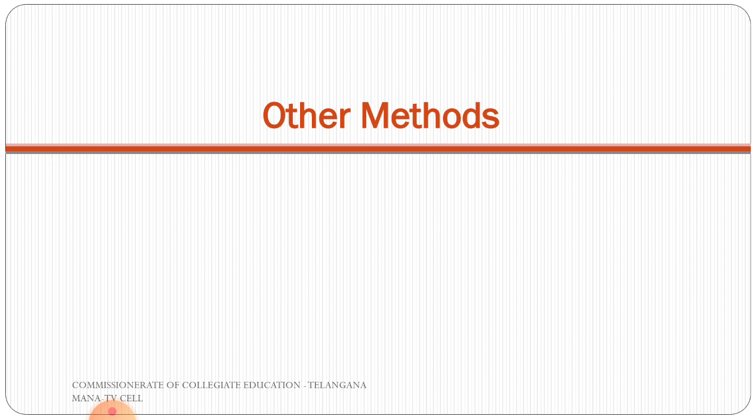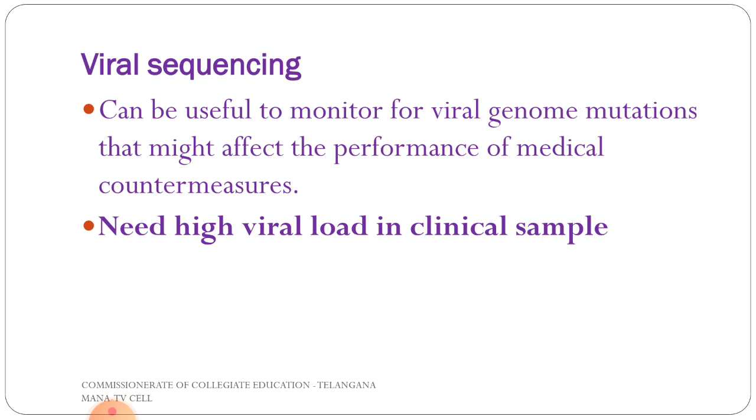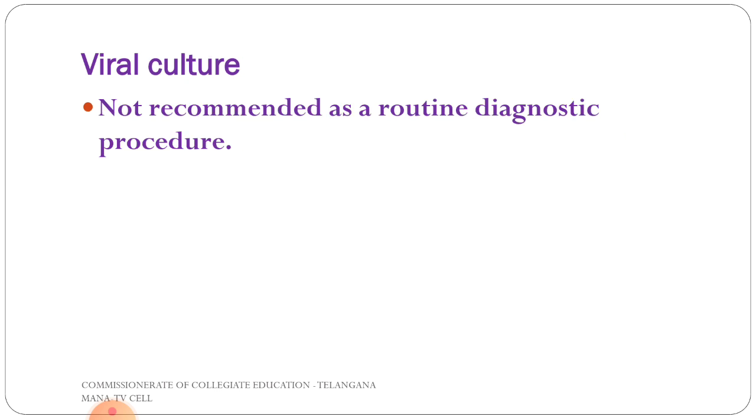Other methods used for detection of the COVID-19 virus. The first of it is viral sequencing. It can be useful to monitor the viral genome mutations that might affect the performance of medical countermeasures. It needs a high viral load in the clinical sample. It's not recommended as a routine diagnostic procedure.